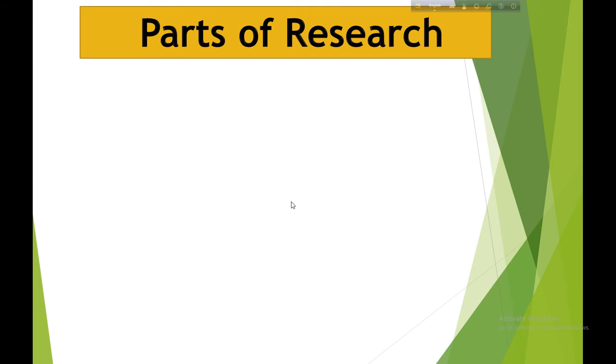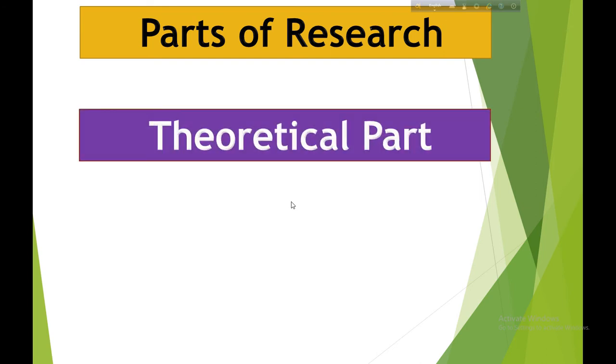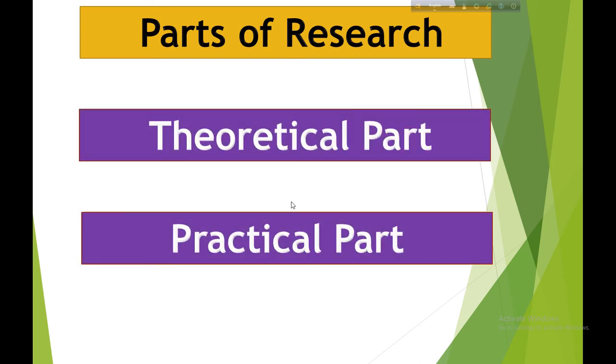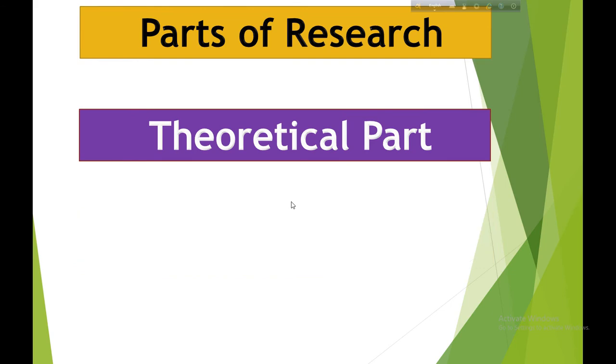Okay, our next topic is the parts of research. Computers and information technology play a vital and important role in science and technology oriented research. This research work is divided into two parts. That means the research has two parts. Number one, theoretical part. Number two, practical part. In the theoretical part of the research work, the researcher only concentrates on the theoretical aspects, and they do not rely on the computer for their work.